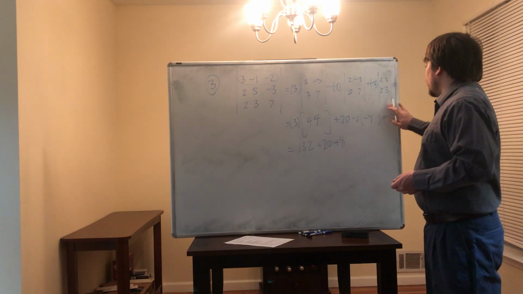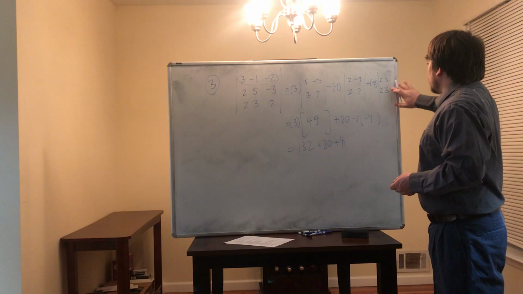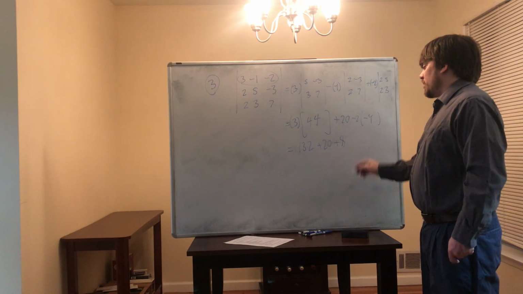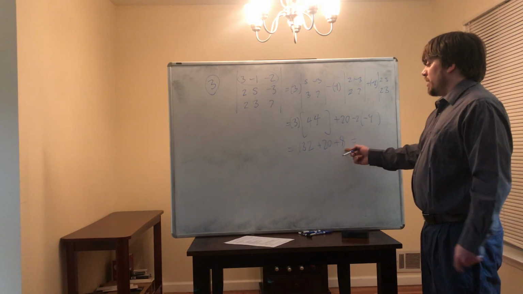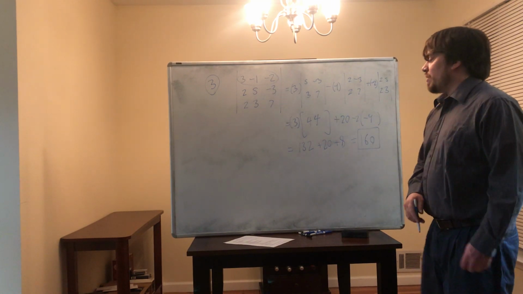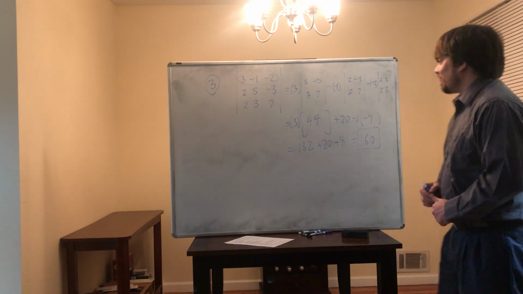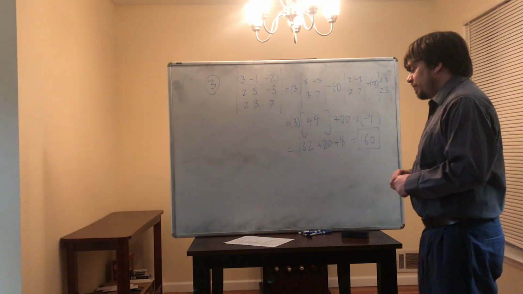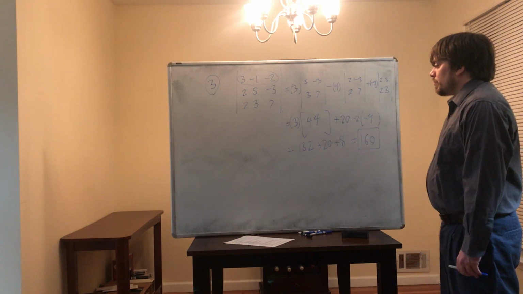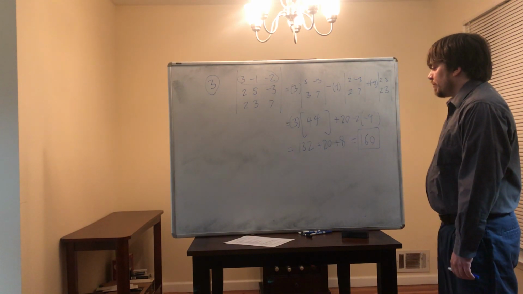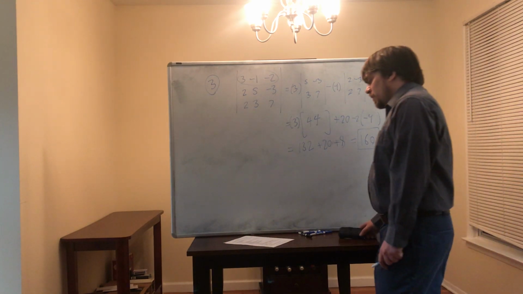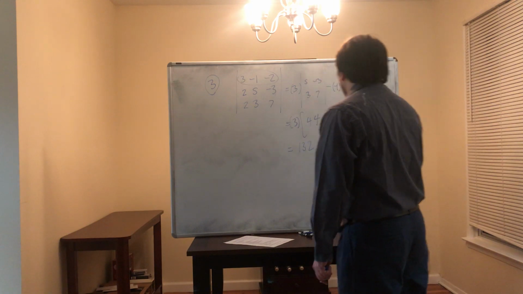Sorry, it's not equal to 0. Okay, so we're just finding the determinant of this matrix. And so that's equal to 132 plus 8 is 140, 140 plus 20 is 160. And so the determinant of that matrix is 160. Okay, and so that is number 3. So next, we're going to do number 4.